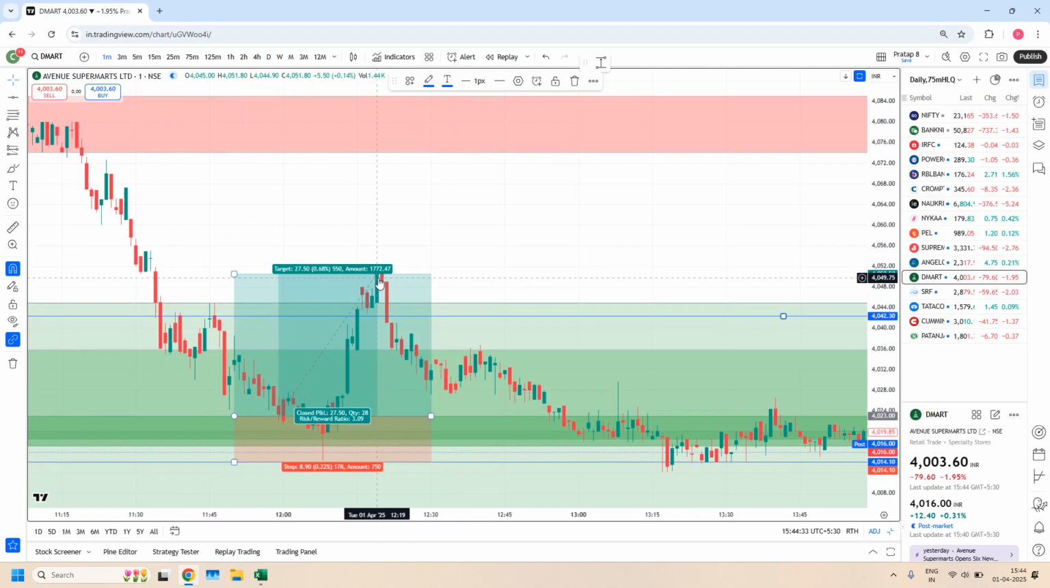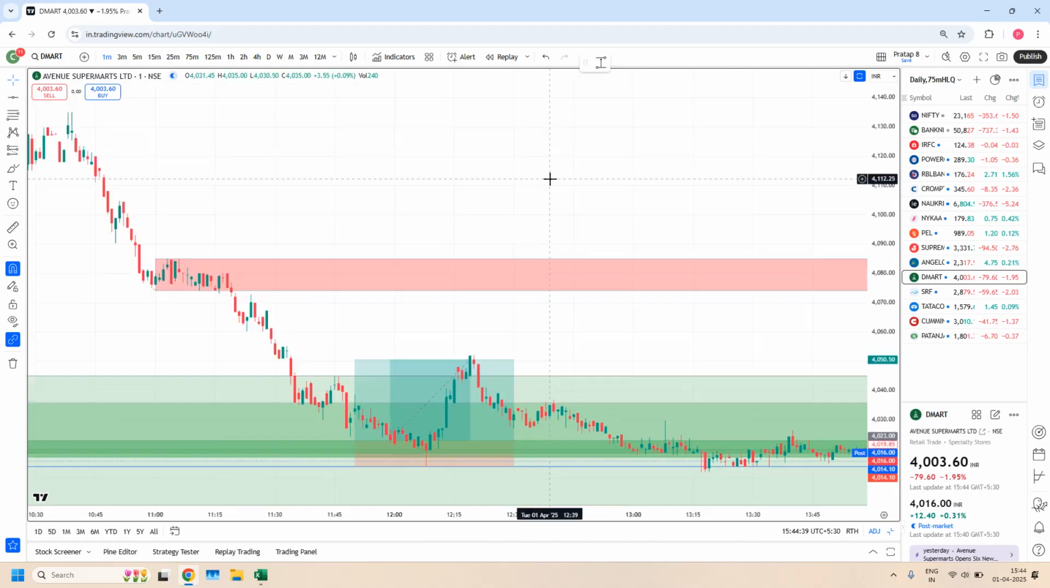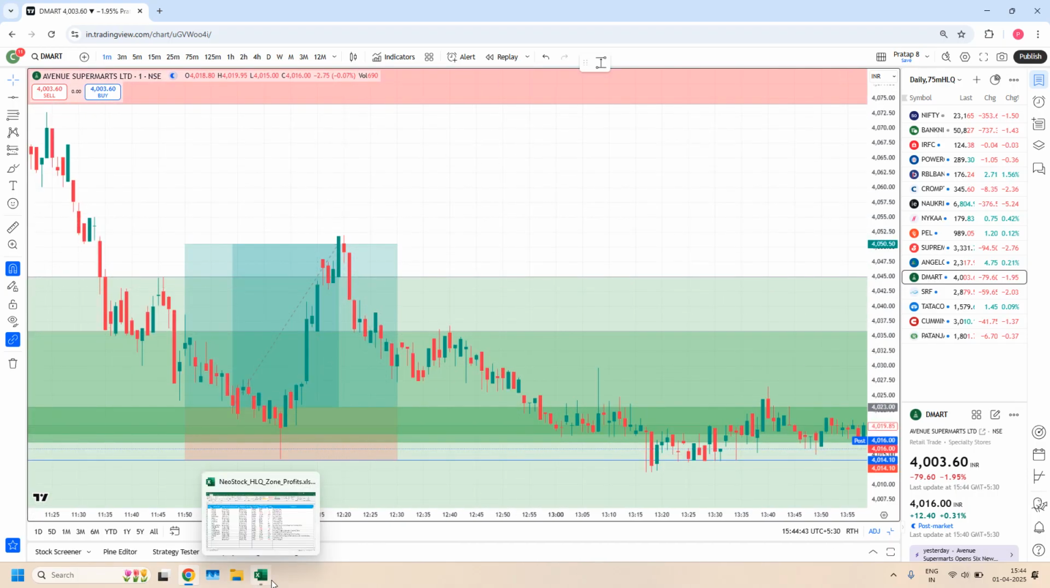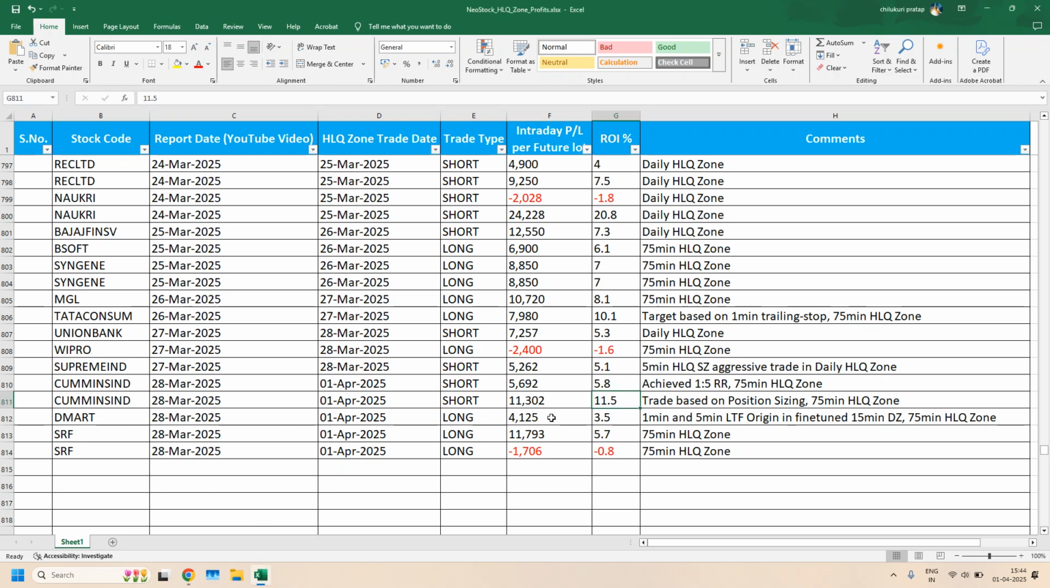See, they created a drop, rally based drop on 1 minute, maybe it is very powerful. Okay, till 1:3 RR it has given a profit. DMAT has given a profit of 4,125, which is 3.5% ROI as per one futures margin cost. So this is the 1 minute and 5 minute LTF horizon. This is the second example we are seeing.